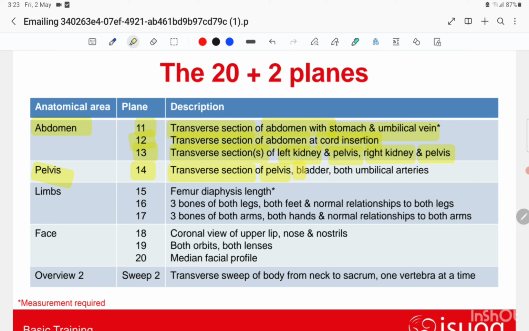You have to see the pelvis, you have to see the bladder, and both umbilical arteries have to be visualized in this plane. The seventh area, that is 8 planes in all, is your limbs, 15, 16, 17: femur diaphysis length, and 3 bones of both legs, your femurs, tibia and fibula, both feet, and normal relations to both legs and limbs, 3 bones.